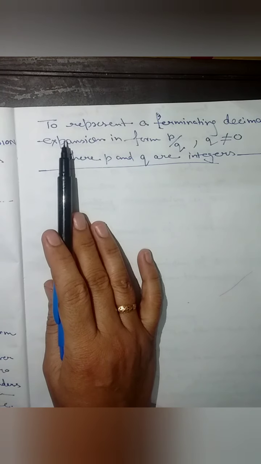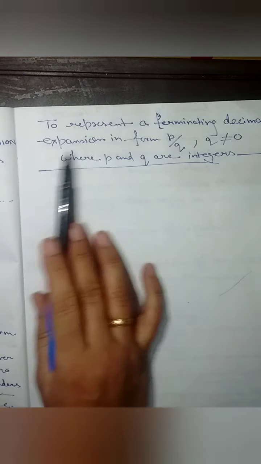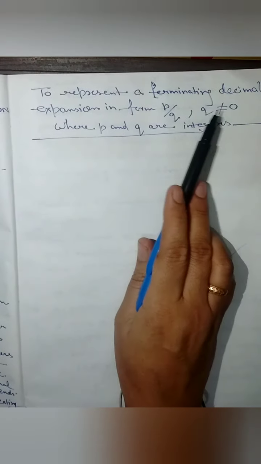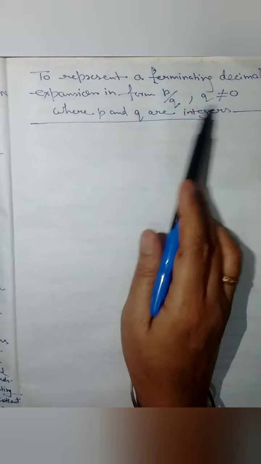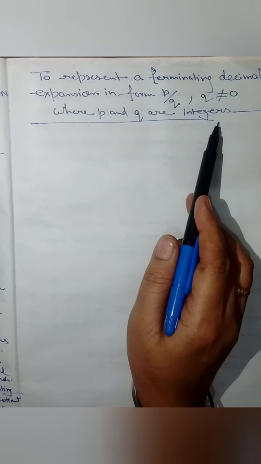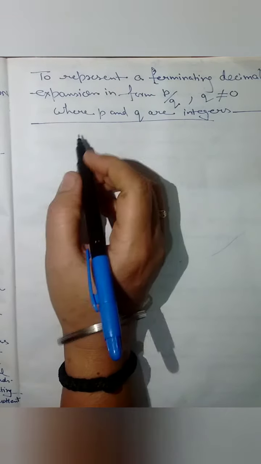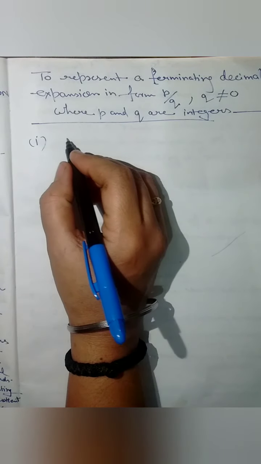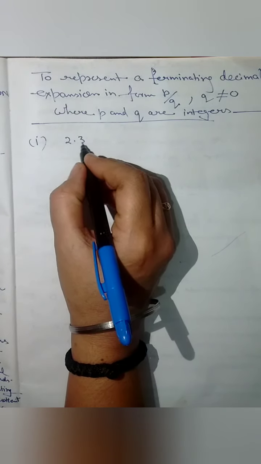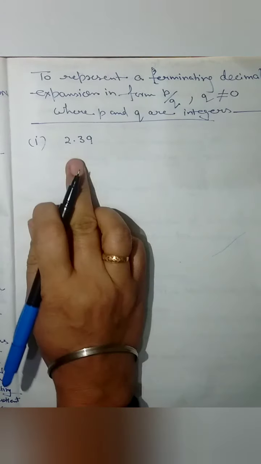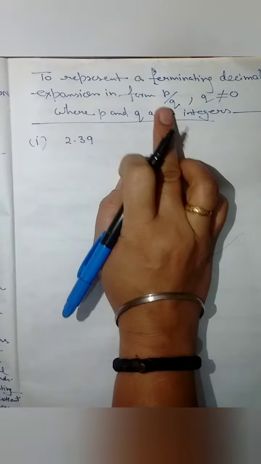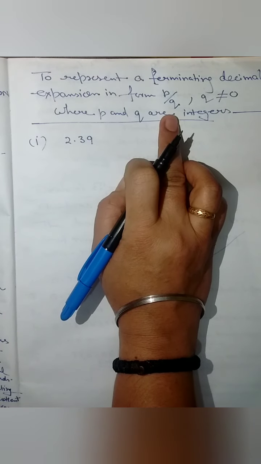Now we will see how to represent a terminating decimal expansion in the form P upon Q, where Q is not equal to 0 and P and Q are integers. So let's take a terminating decimal expansion. Suppose 2.39. We have to write this terminating decimal expansion in the form P upon Q.